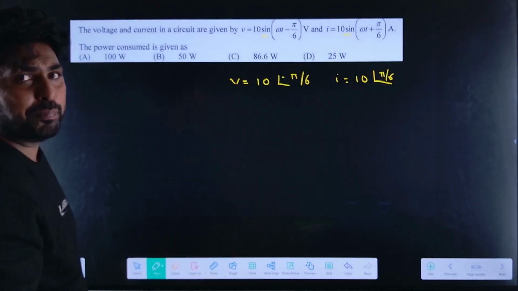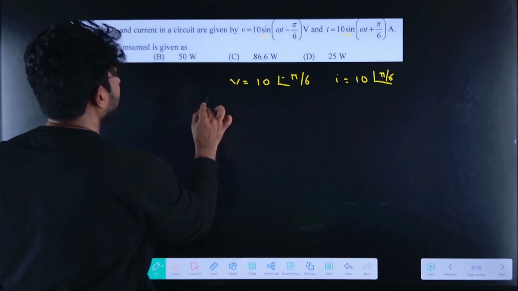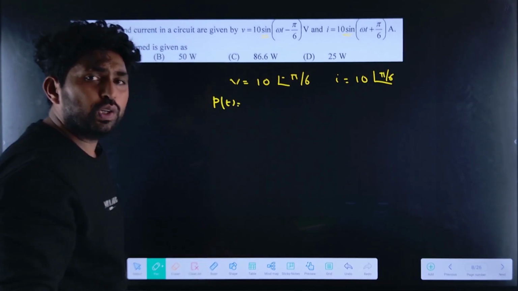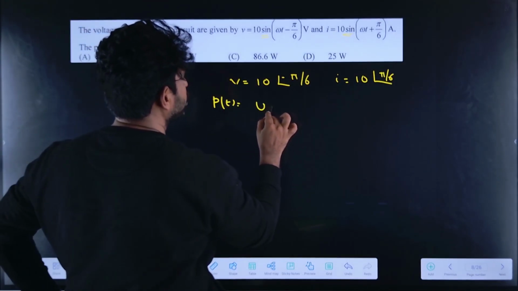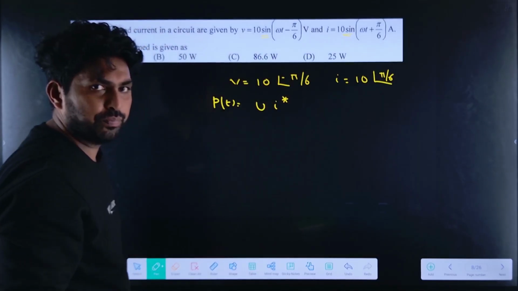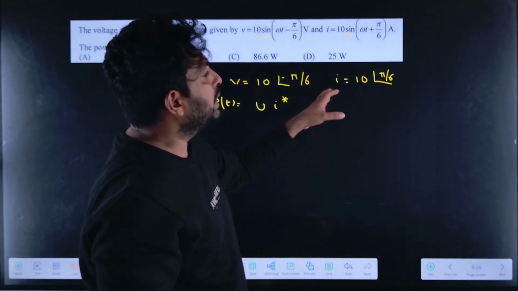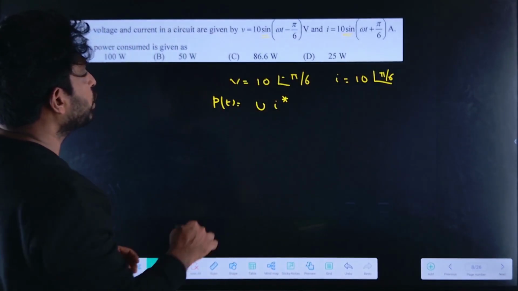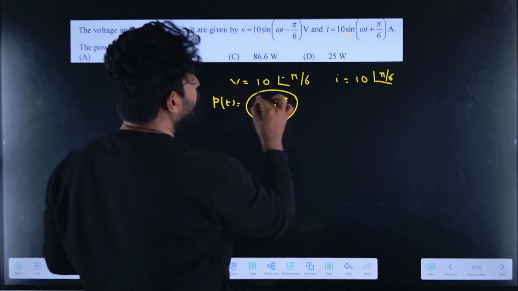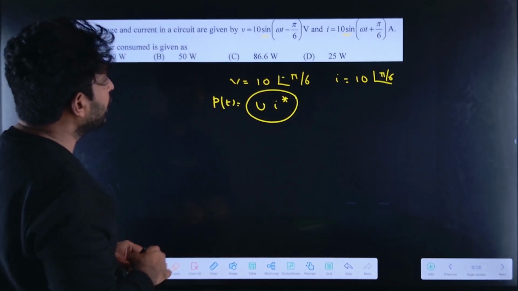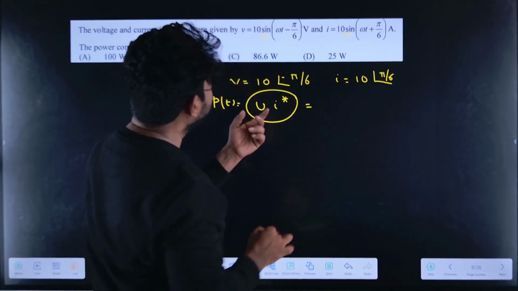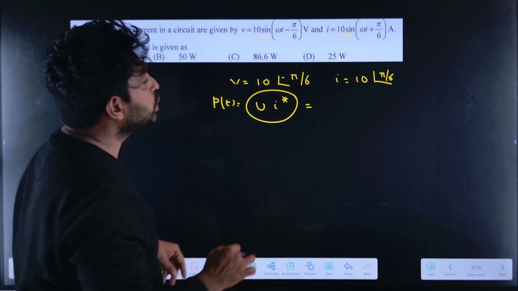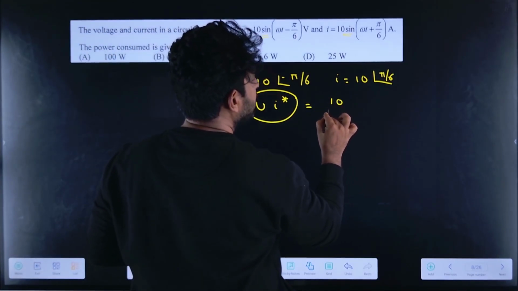So if I want to find the power, what do I need to do? I need to calculate VI conjugate, V into the conjugate of I. Since this type of voltage and current is given, we need to calculate the complex power, which is equal to V into I conjugate. To find the complex power, I need to take the V RMS and I RMS. Here it was the V maximum. So what is the RMS value? The maximum value divided by root 2.